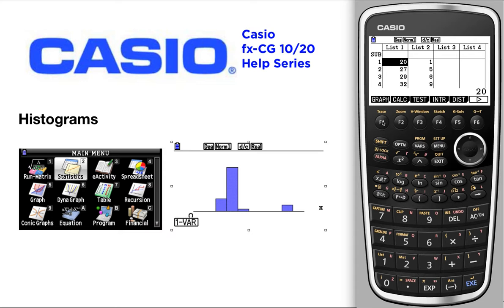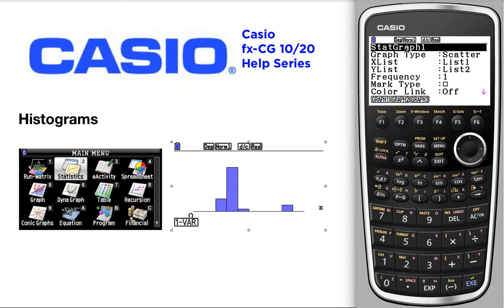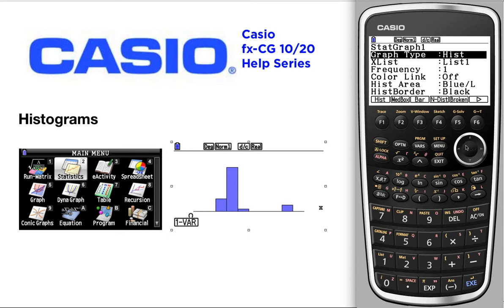So we're going to type graph, which is F1. We're going to set up statgraph1 to be a histogram. I don't see anything that says histogram, so I press F6, and there's histogram under F1. First one we are going to do with the X list coming out of list 1, frequency being 1, color link, we'll leave it turned off. Color link actually links the color of the number with the corresponding color in the bar. We'll leave those turned off for now.